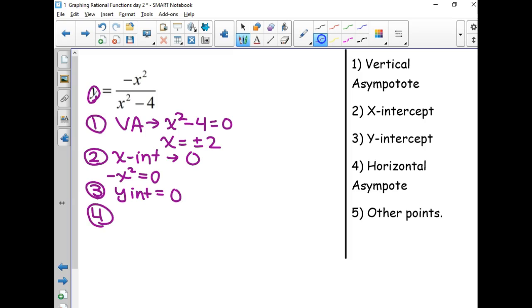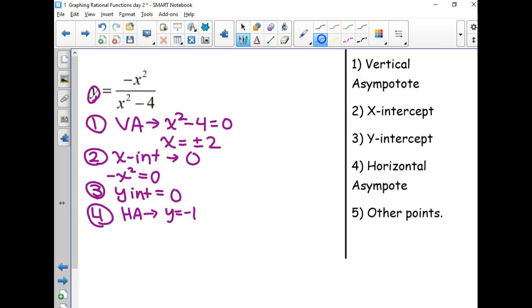My horizontal asymptote. What do you notice about the degree of the numerator compared to the degree of the denominator? They're the same. So we take a ratio of the leading coefficients, which is -1 over 1. And what is that equal to? Very good. You guys are doing excellent. So my horizontal asymptote is equal to y equals -1.